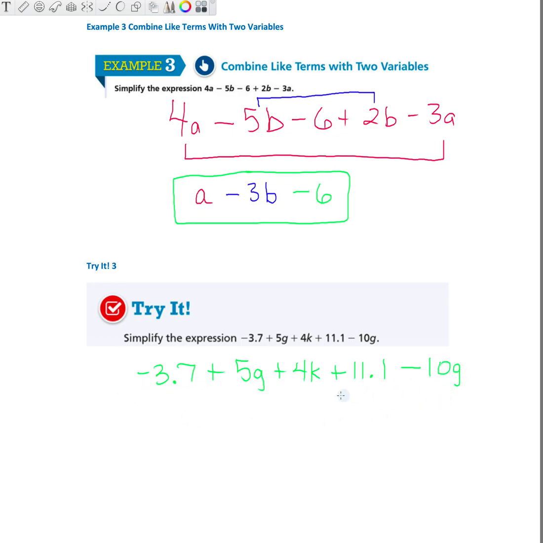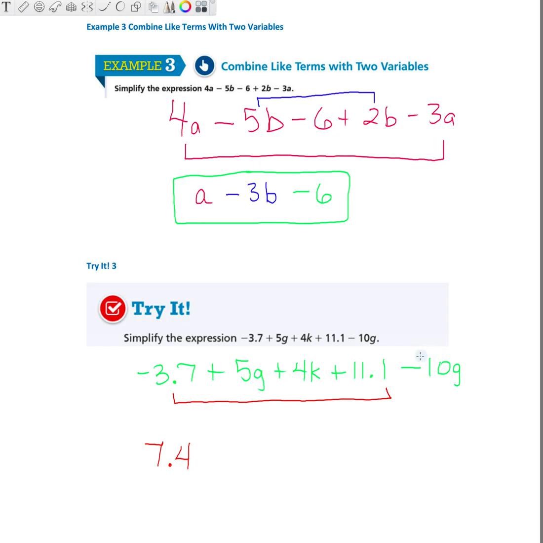This seems kind of long and scary, but there's actually very little work that we can do on this particular problem because this constant, this negative 3.7, I can combine it with 11.1 because it doesn't have any variables either. So these two constants can be put together. And so if we have negative 3.7 plus 11.1, we get 7.4. When I put this negative 3.7 with 11.1, I get 7.4.